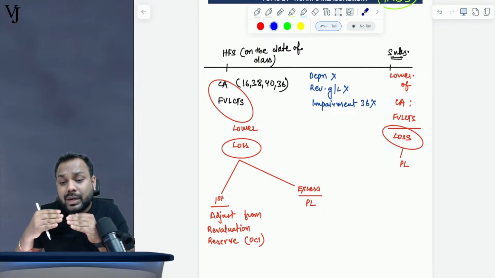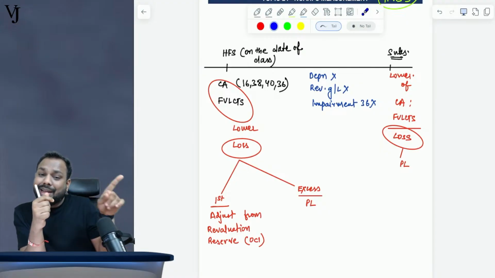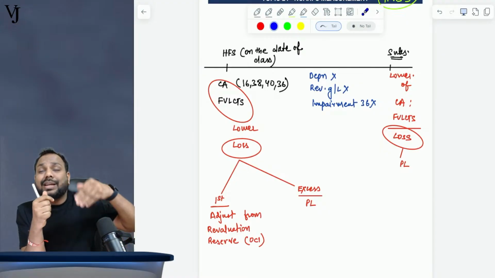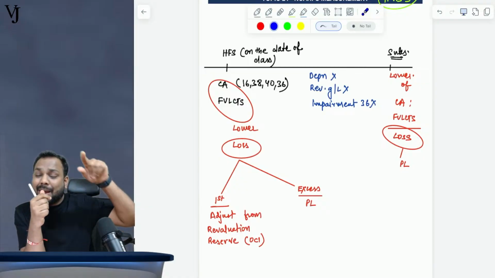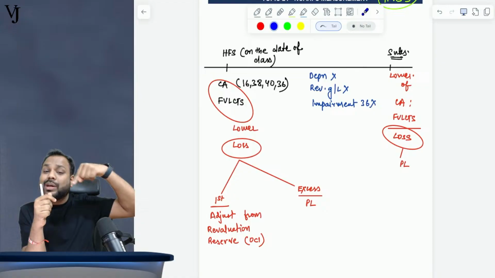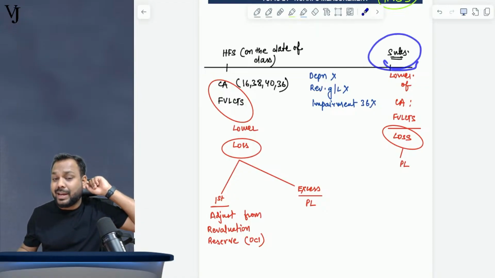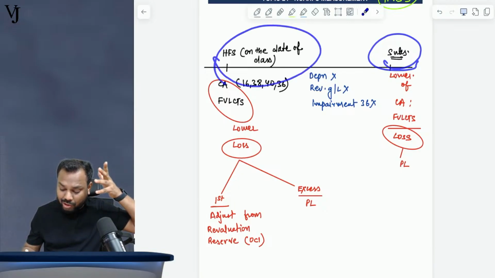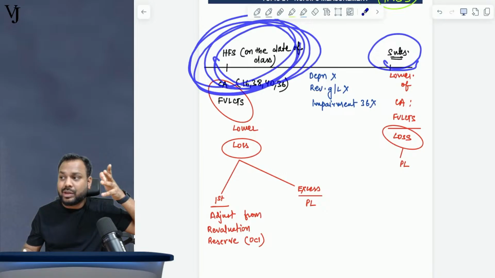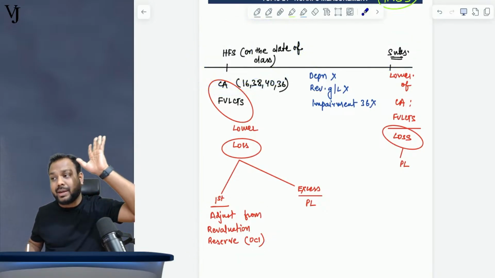Why? Understand, when you classify the asset as held for sale, it is termed as derecognition of the asset. And what IAS 16 says is, whenever you derecognize the asset, any balance in the revaluation reserve of that asset is transferred to retained earnings. Now tell me, on this date, will there be any balance in the revaluation reserve? No, because all the balance on this date, after this adjustment, is transferred to retained earnings.